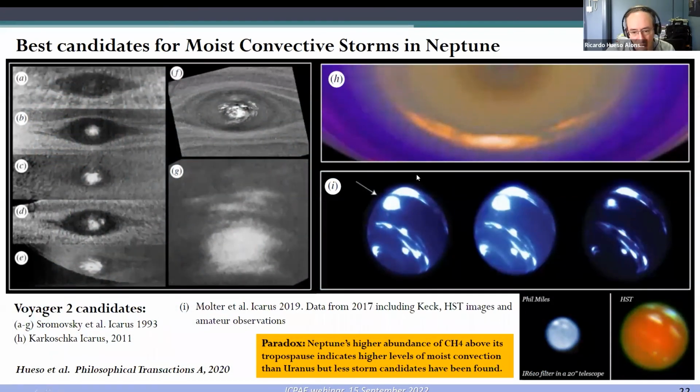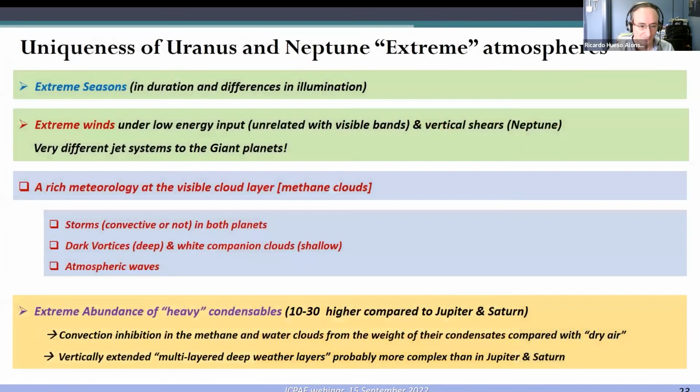Whenever you study one of these cloud features in detail and you do the radiative transfer analysis to study the cloud tops, you see that most of these features that you are observing here are very high in the atmosphere. They are high hazes that are not easy to prove could be related with moist convective storms. And so this is the paradox: we don't find concrete, specific, good, and validated examples of moist convective storms in Uranus and Neptune.